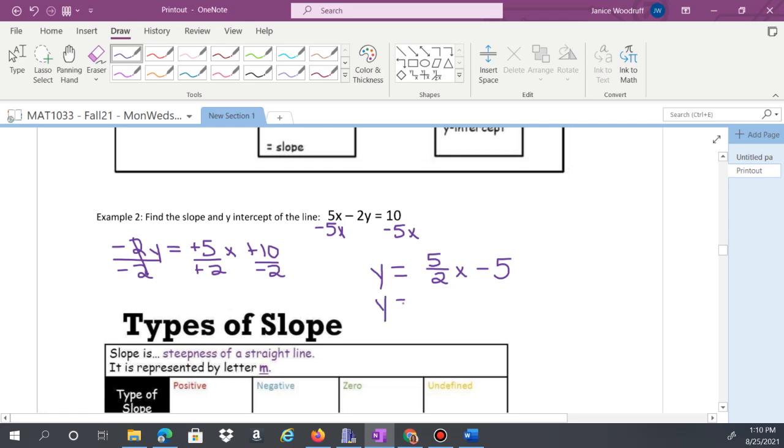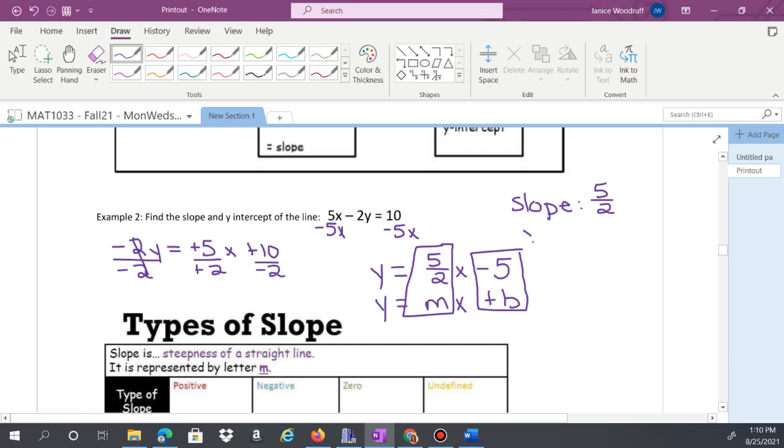So remember, this is y equals mx plus b. So the m is going to be that number in front of x. So it's going to be 5 over 2. So our slope is 5 over 2. And then the b, you're going to want to carry the sign that's in front of it, so you get if it's positive or negative. That's going to be negative 5.